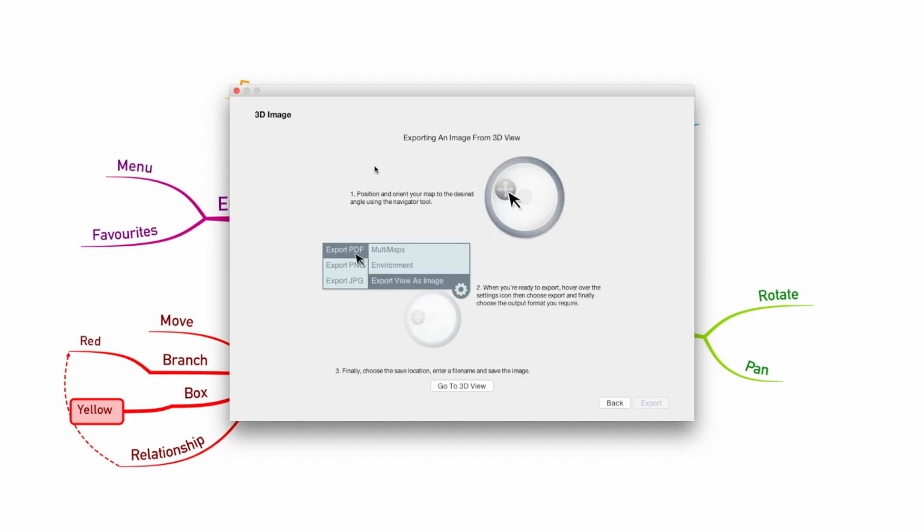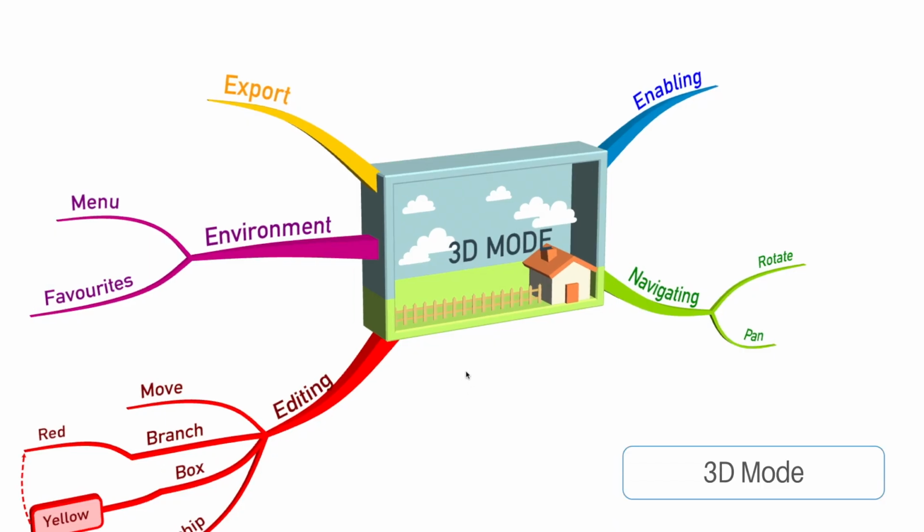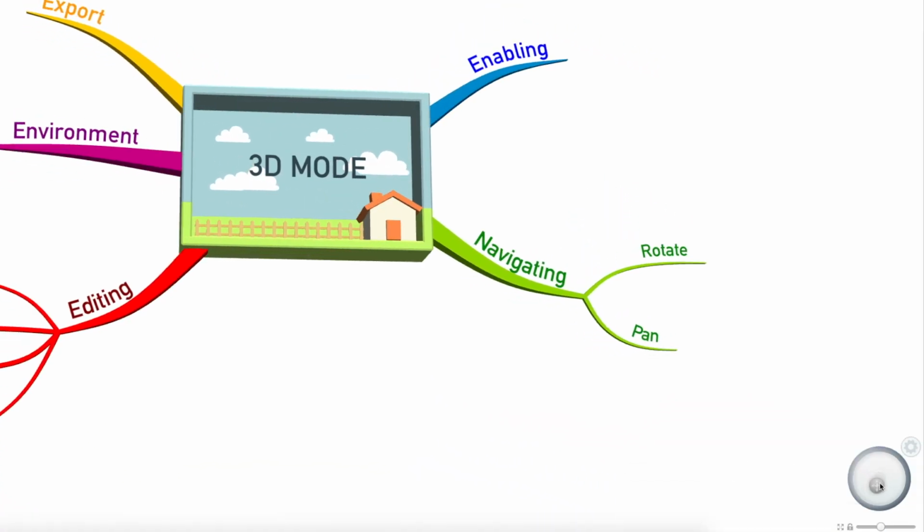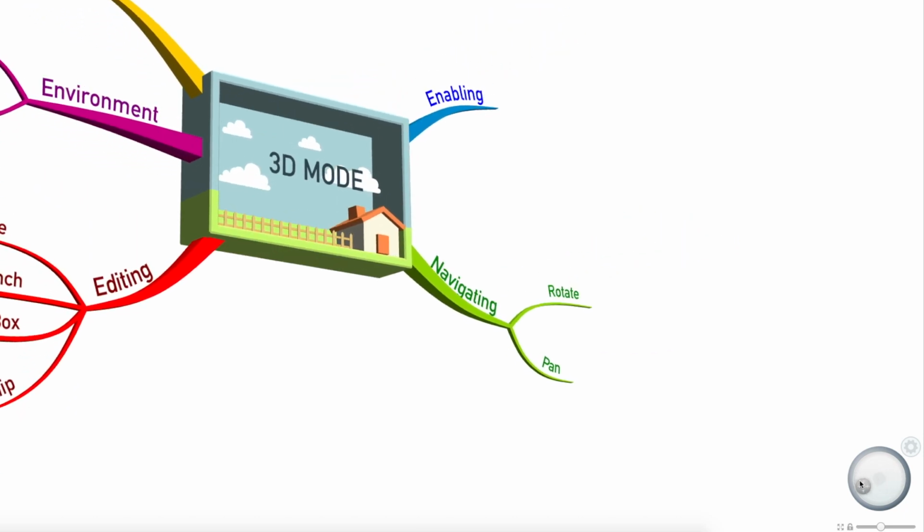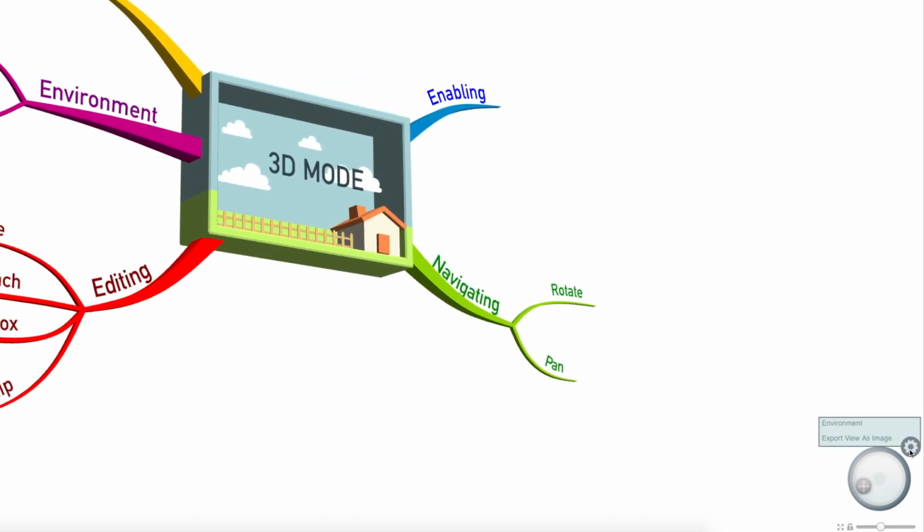A 3D image is a JPEG, PNG, or PDF, just like the standard image. However, you will need to enter 3D mode in order to export. Once in 3D mode, set up the angle you'd like to view the map from, and use the Options menu in the bottom right corner of the screen to export the image.